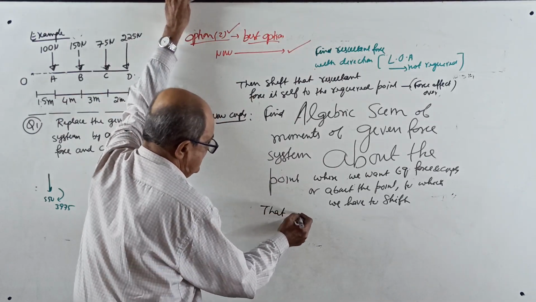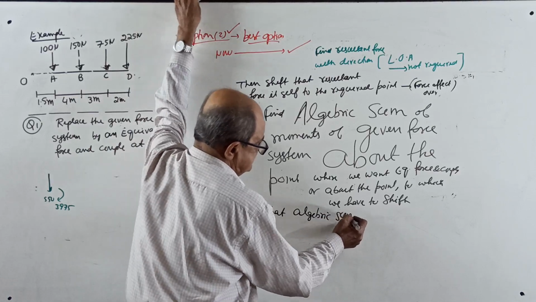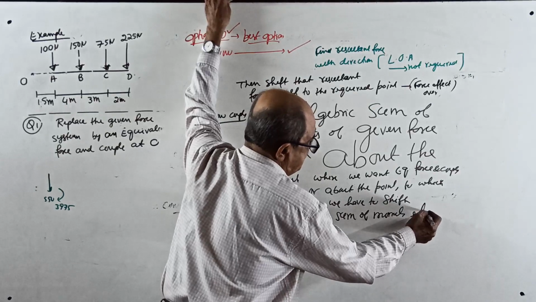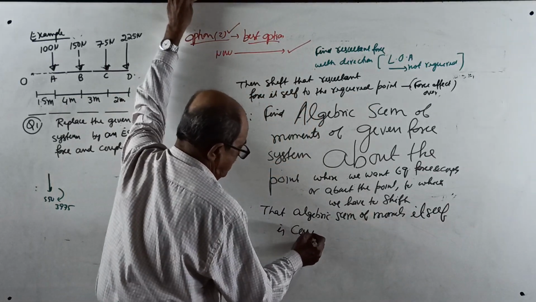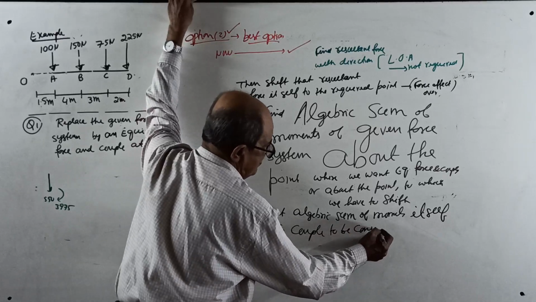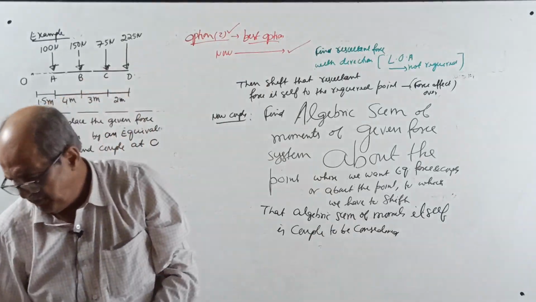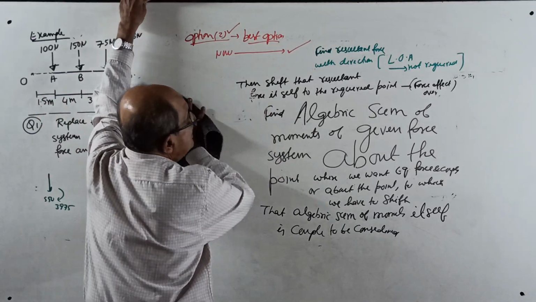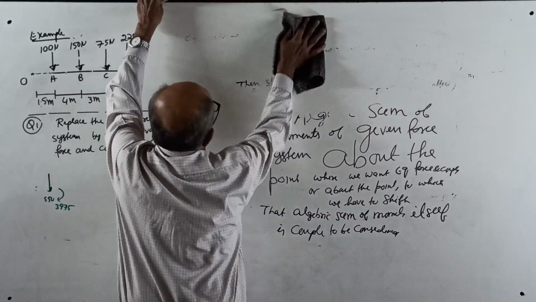That algebraic sum of moments itself is the couple to be considered. Over. That is a new principle. I will tell once again now. Briefly, make a note. Then I will solve the same question with option 2. Then one more class is required where I will go for multiple ones.